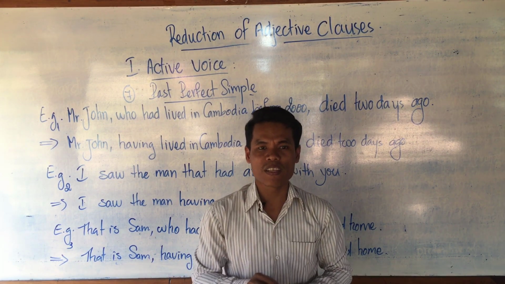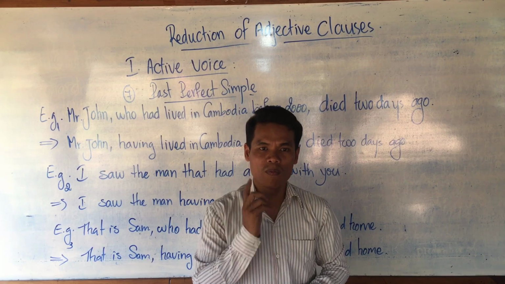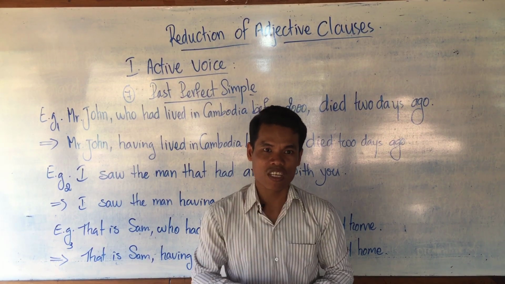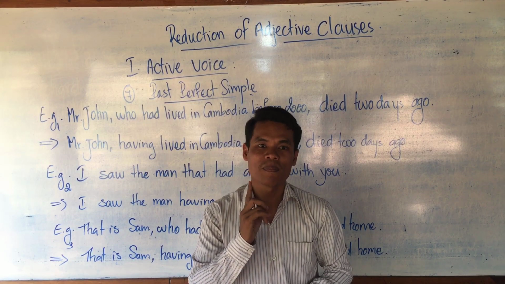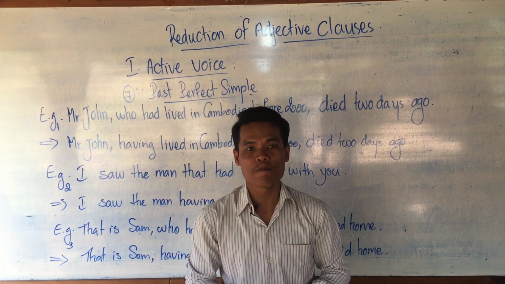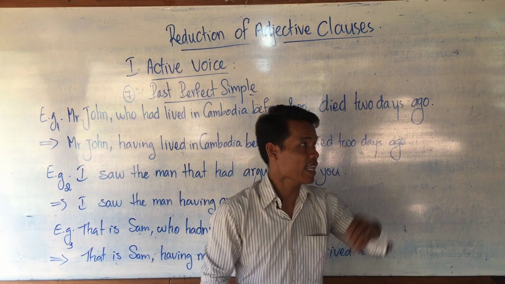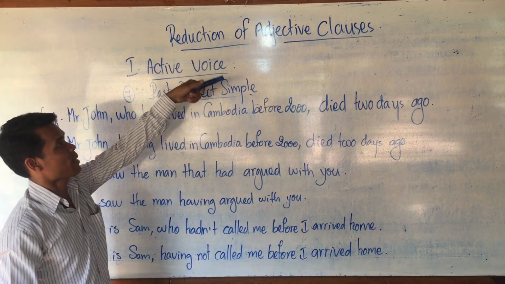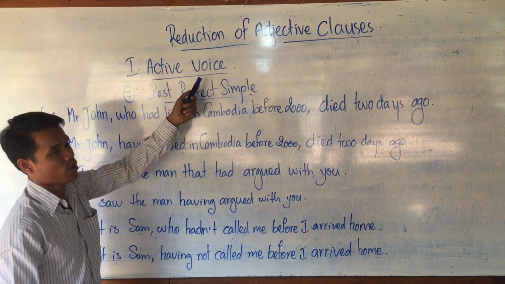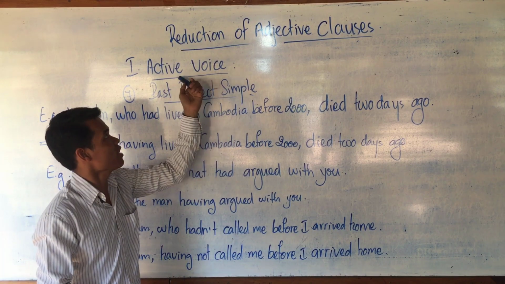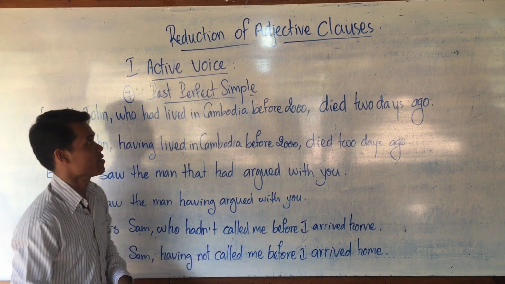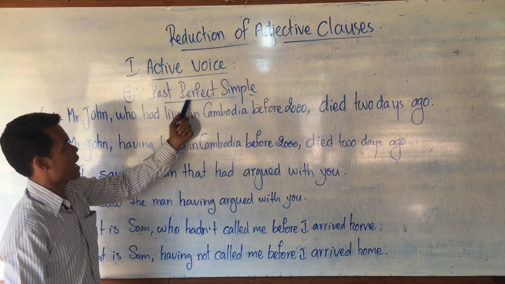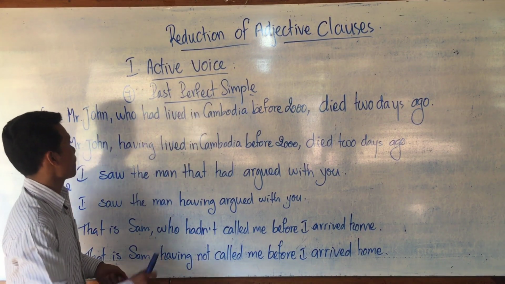And in today's video, I'm going to teach you one more reduction of adjective clauses. It is past perfect simple. Okay, so look at the board with me. Reduction of adjective clauses, active voice. When you see the words active voice, it means that the subject does the action. Number 7, past perfect simple.